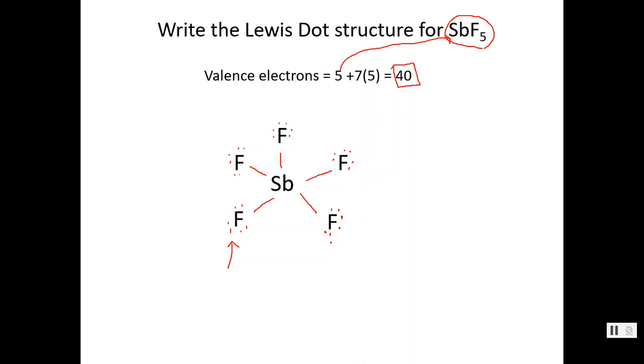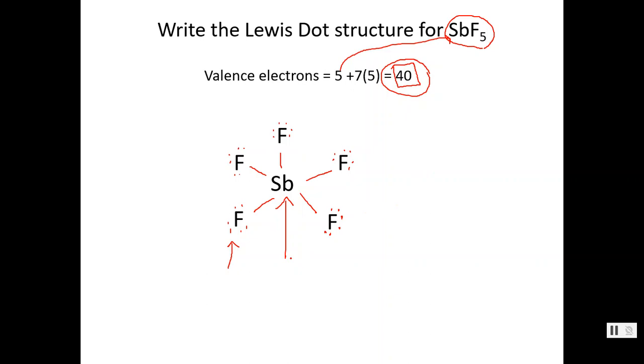Each fluorine has an octet. This fluorine has 1, 2, 3, 4, 5, 6, 7, 8 electrons. Same for these other fluorines. So I've used all 40 of my valence electrons, but Sb, antimony, has 2, 4, 6, 8, 10 electrons in its outer shell. But that's okay. We still needed to go ahead and use all of the 40 we were given. So this is indeed a correct Lewis dot structure for SbF5.